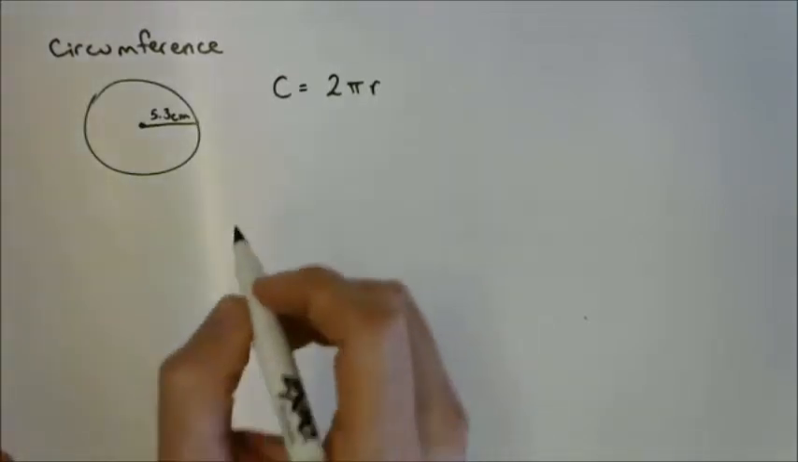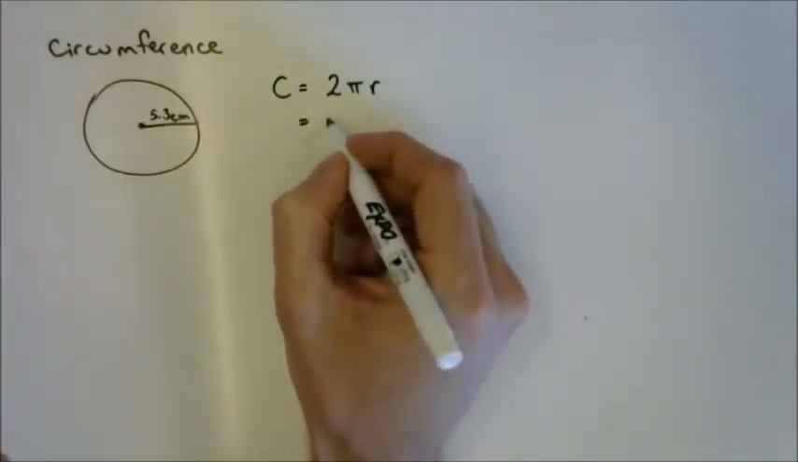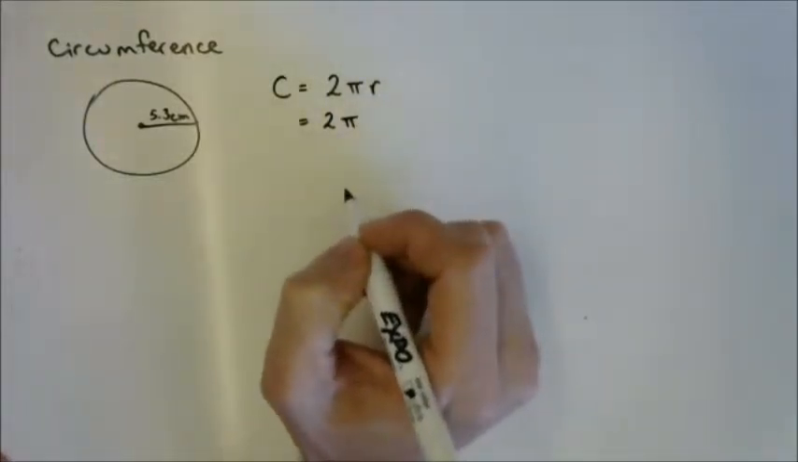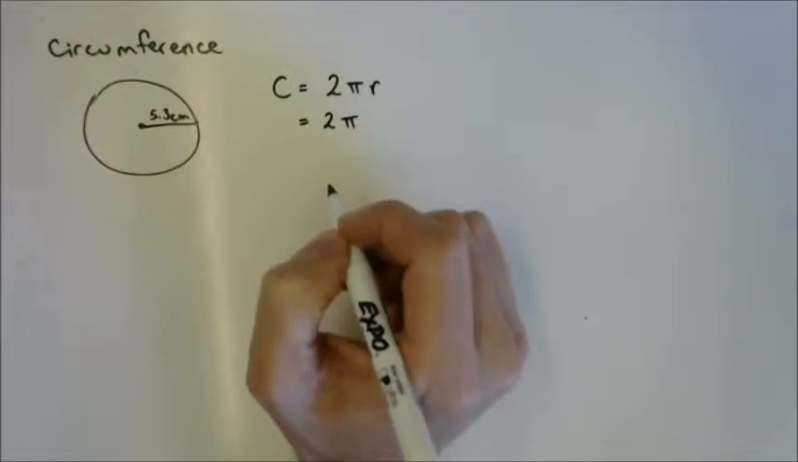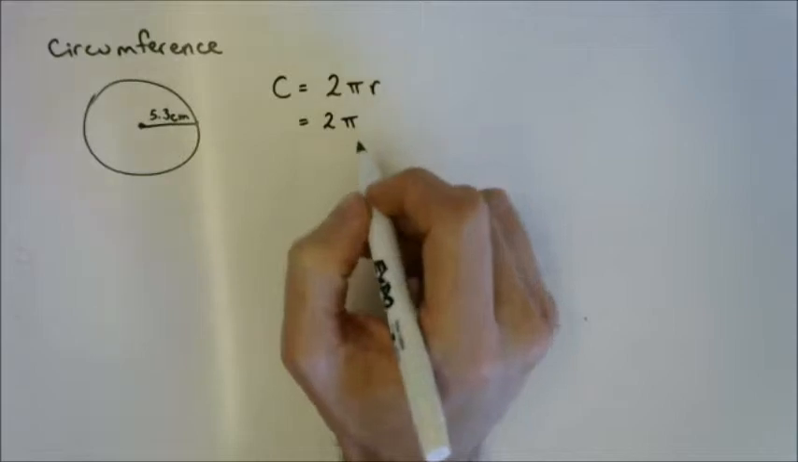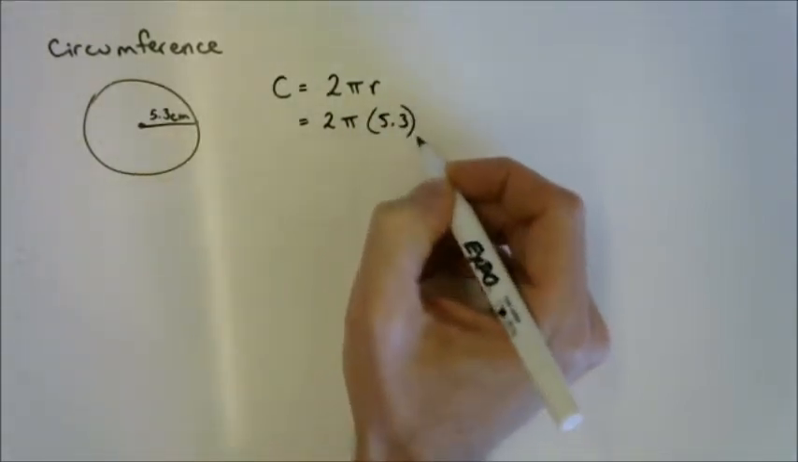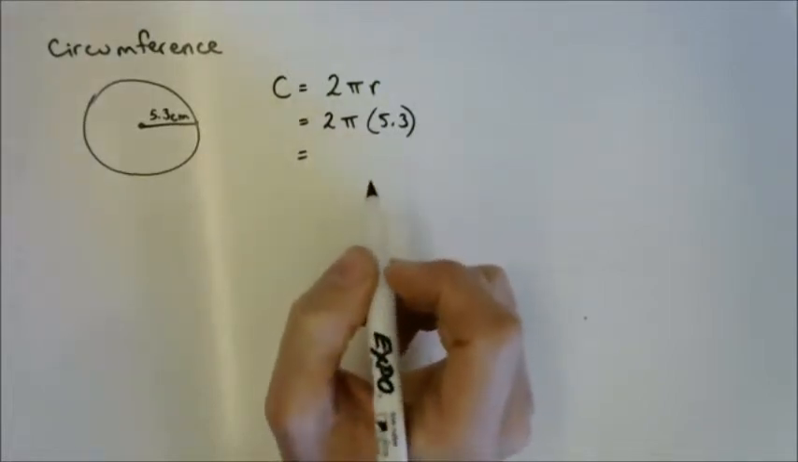Okay. Here we go. What do we sub in here? Do I sub anything in for pi? No. Correct. You do not sub in 3.14. Pi is not 3.14. Press the pi button. Okay. Sub in the r. What is the radius? 5.3. And punch all that into your calculator. 2 pi times 5.3.